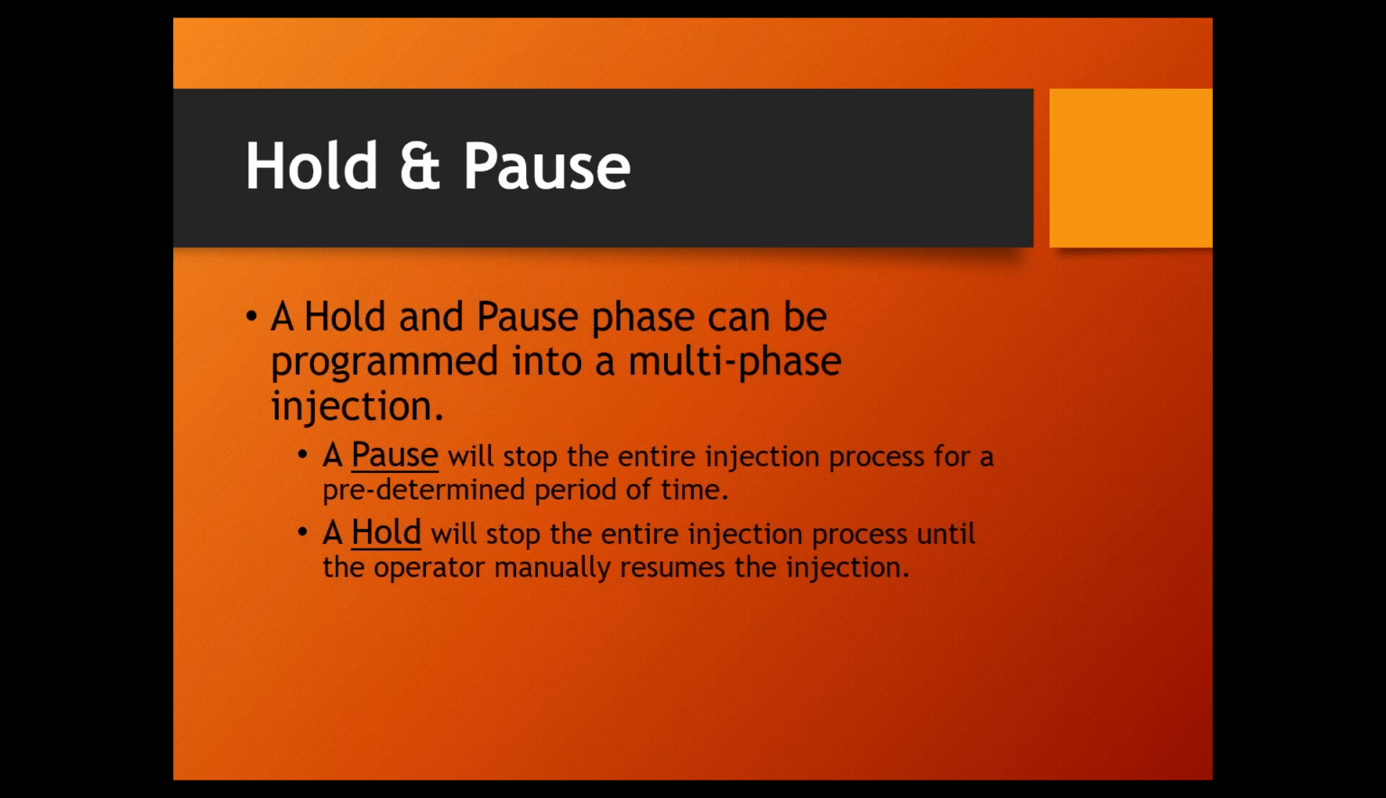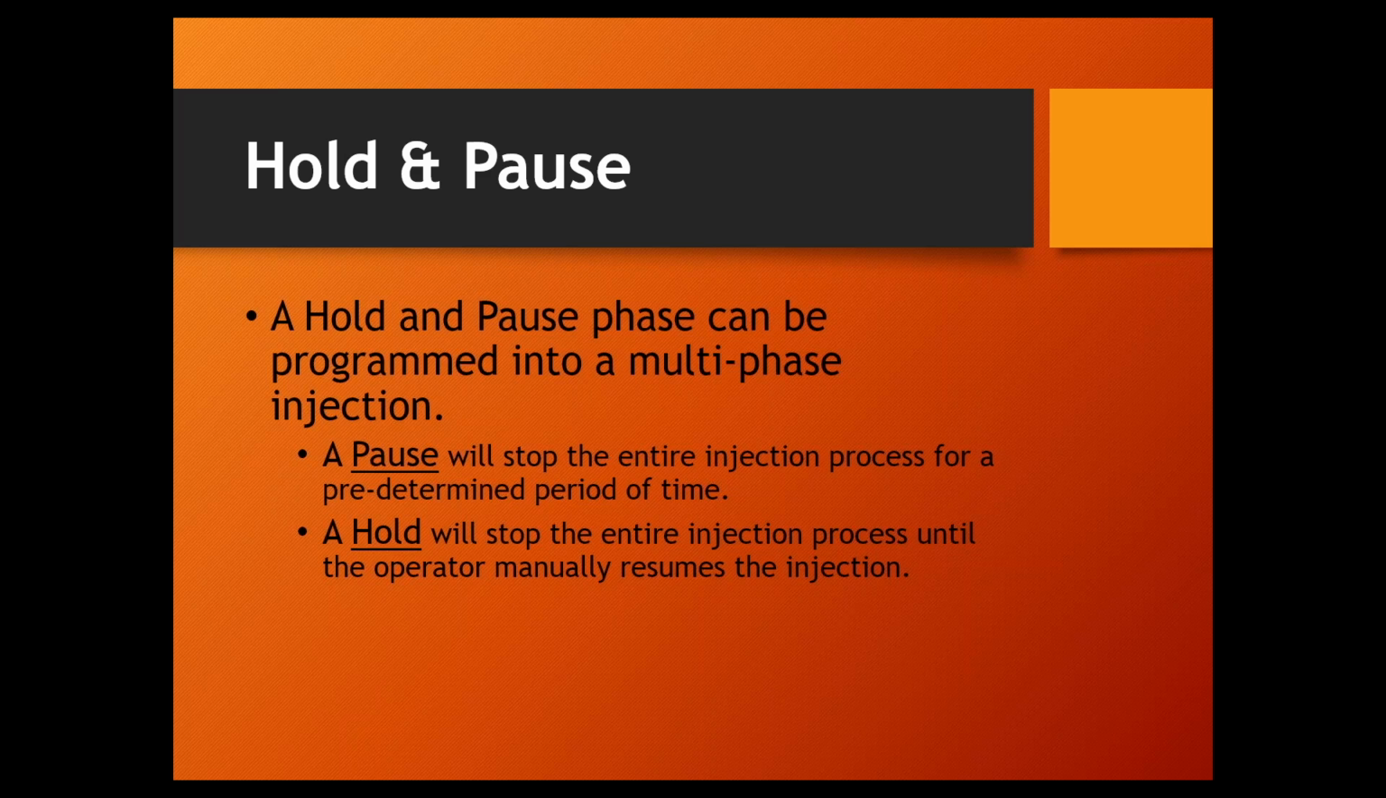All right. Now, hold state is, again, a permanent stoppage of the injection, and it doesn't start up until the operator actually hits the start switch again. Then it moves on to the next phase. All right. So that's a hold. A hold is a permanent stoppage of the injection until the operator reinitiates the injection. Now, a pause is basically the same thing, but a pause is for a specific length of time.